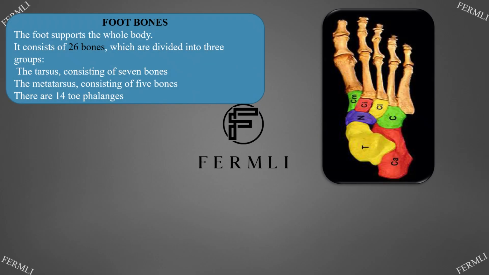Foot bones. The foot supports the whole body. It consists of 26 bones, which are divided into 3 groups. The tarsus, consisting of 7 bones. The metatarsus, consisting of 5 bones. There are 14 toe phalanges.